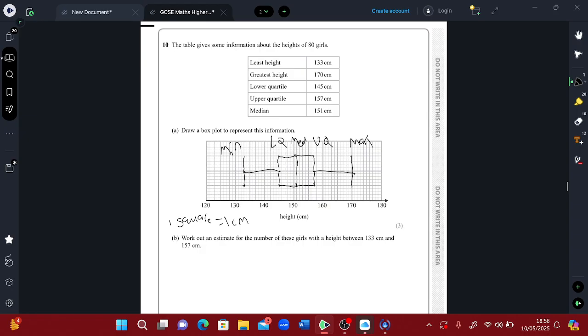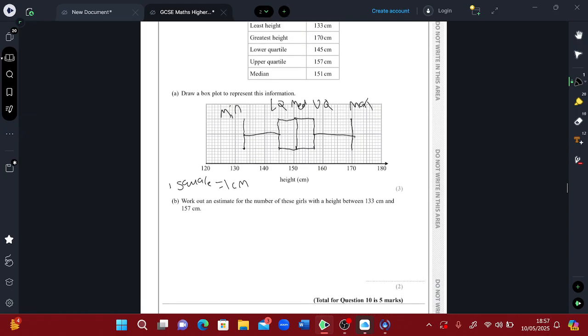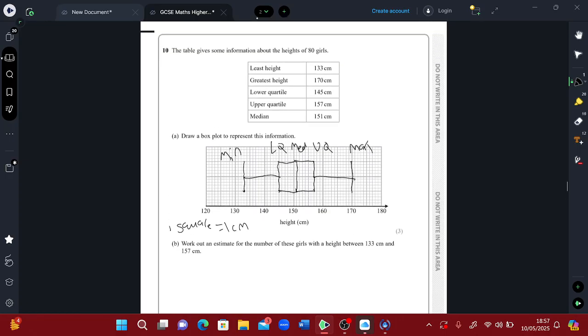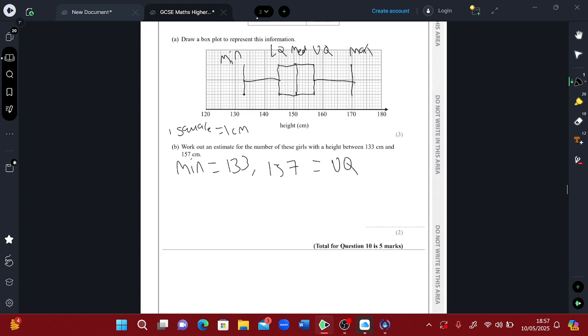And then it says work out an estimate for the number of these girls with a height between 133 and 157. Those are specific numbers there. So 133 is your minimum, and 157 is your upper quartile, actually. Now you need to know the key property. Upper quartile is 75% of the bottom of the data, or 75% of the total, I guess.